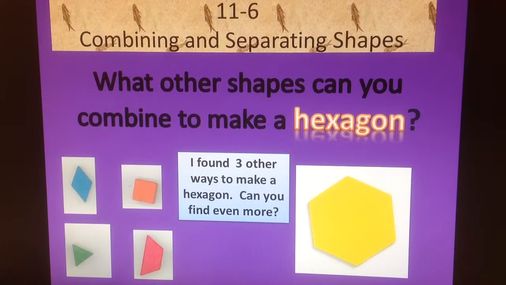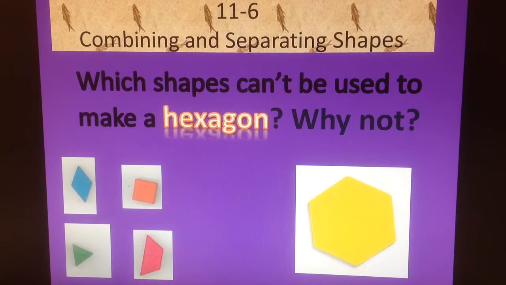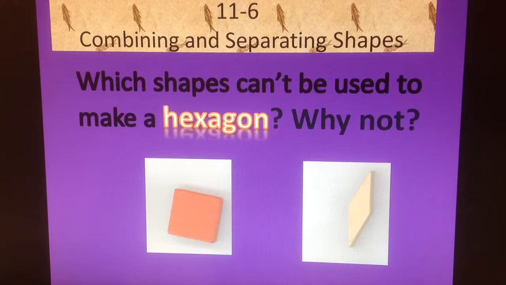Okay, I found 3 other ways to make a hexagon. Can you find even more? What other shapes can you combine to make a hexagon? Pause the video to try this on your own. There are some ideas I had, but I bet there are more ideas out there. Are there any shapes that cannot be used to make a hexagon? And why not? Yeah, neither of these could be used to make a hexagon. They don't fit together in the right way. Maybe it also has something to do with their angles.